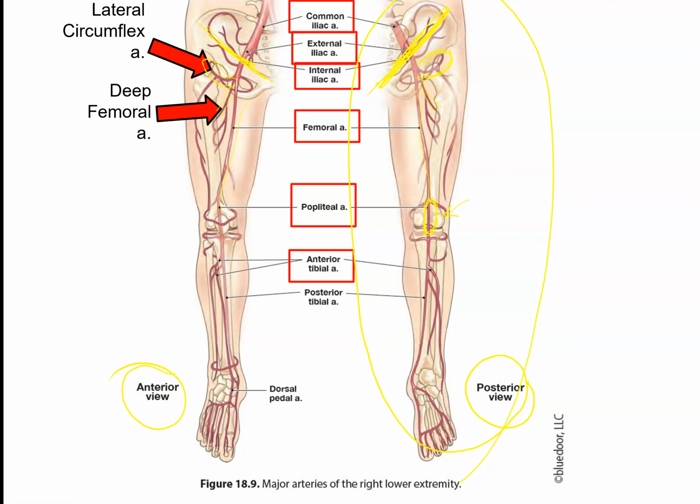Then into your calf, you have an anterior tibial artery and a posterior tibial artery. And then in the foot, you need to know the dorsal pedal artery, or some books call it a dorsalis pedis artery.